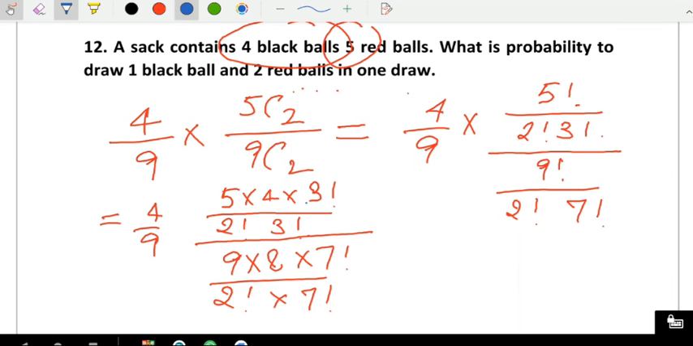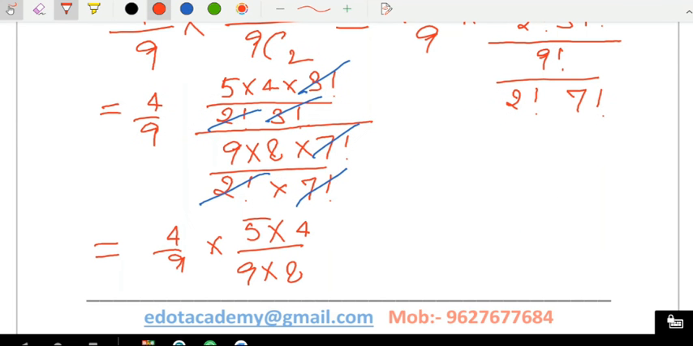3 factorial, 3 factorial. Here 7 factorial, 7 factorial. This factorial 2 you can cancel. Now see what was left. You'll get the answer. Now I wrote here what was left: 4 by 9, 5 into 4 and 9 into 8.